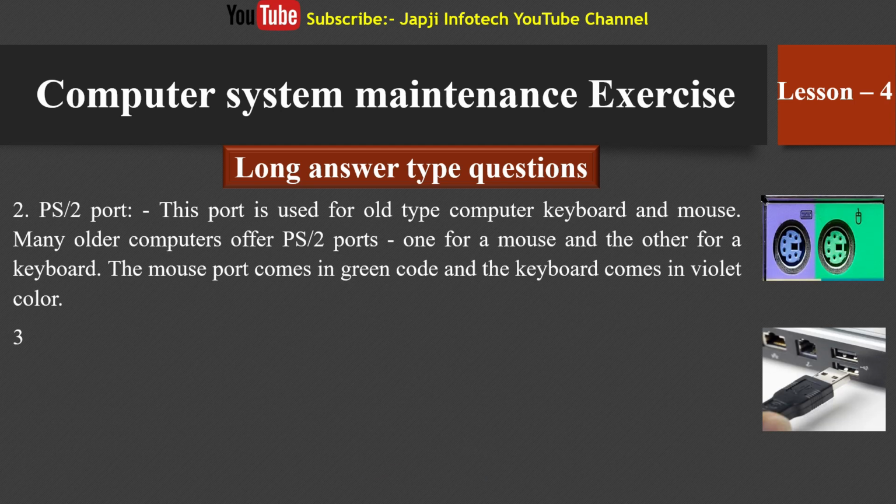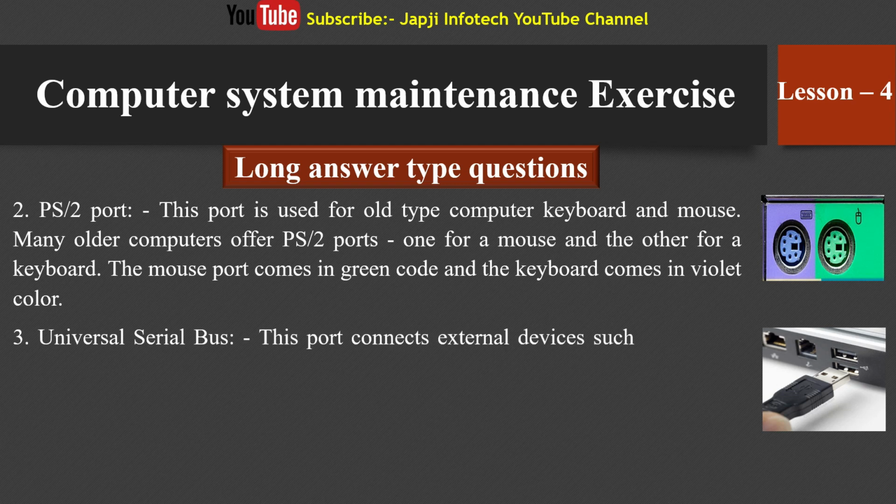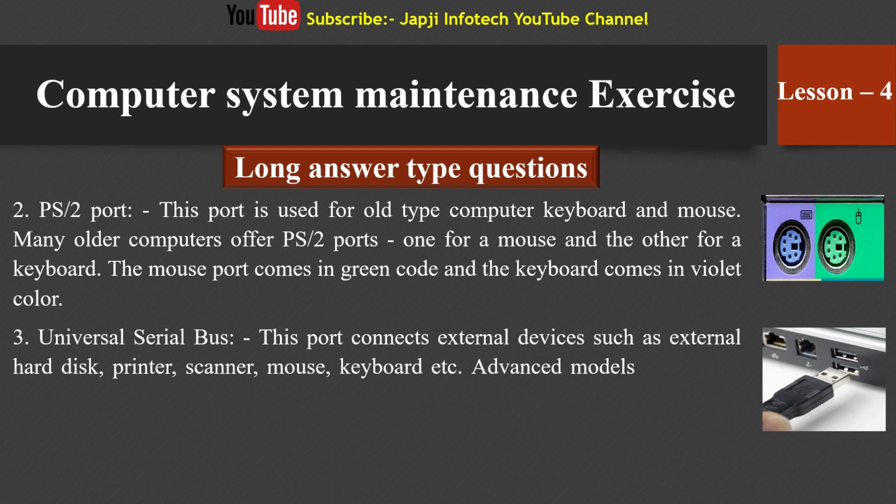And the second one is the PS2 port. This port is used for old type computer keyboards and mice. Many older computers offer PS2 ports, one for a mouse and the other for a keyboard. The mouse port comes in green color and the keyboard port comes in violet color, as mentioned on the right side of the picture.